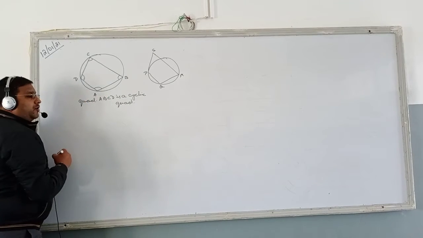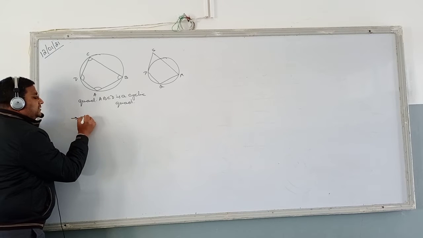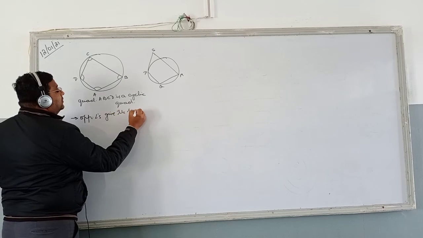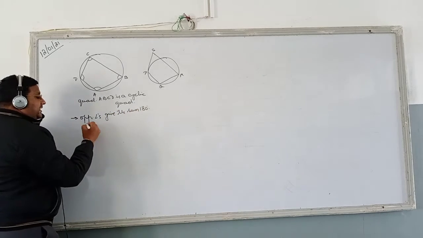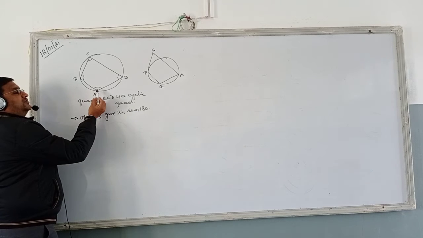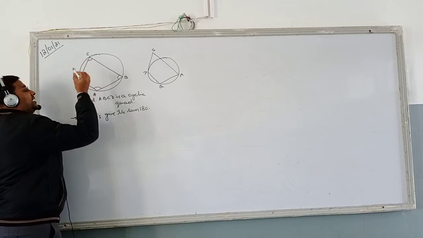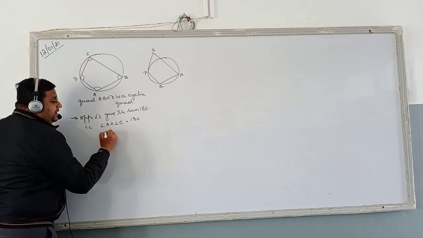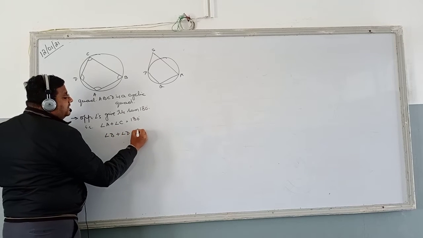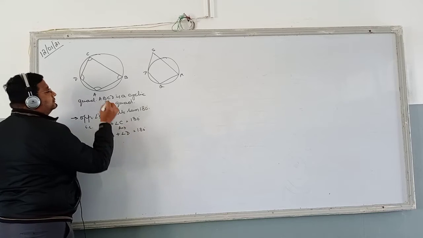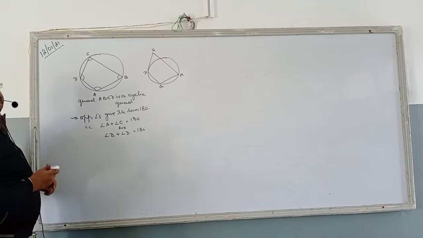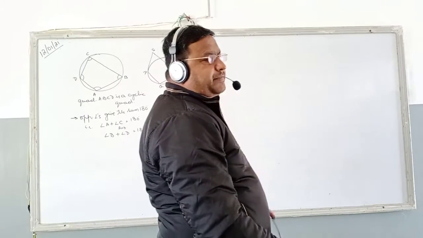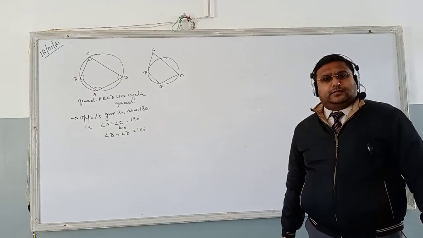Now, the property of cyclic quadrilateral, what is it? Opposite angles give the sum 180 degree. Check over here in the figure. Opposite to this angle A is angle C. Angle A plus angle C is equal to 180 degree, and angle B plus angle D is equal to 180 degree. Angle D and angle B are opposite of each other. So this is what we mean by cyclic quadrilateral. We don't have to prove this statement. We don't have to prove the theorem, right?